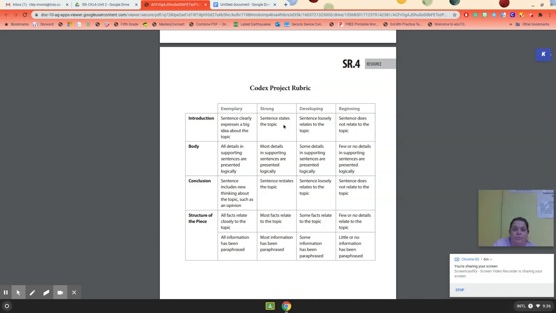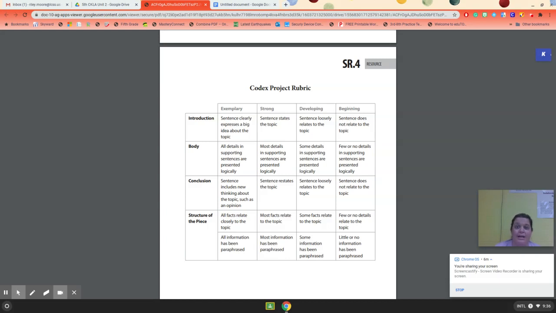The other thing you could do was just state the topic itself. That would be another example. Let's see, developing. This would mean like you're coming into it. The sentence loosely relates to the topic. And then beginning, your sentence does not relate at all to the topic. So I should not have anybody at the beginning level.